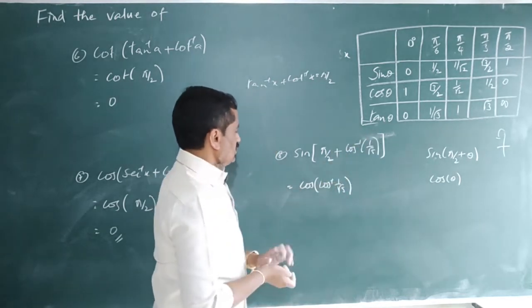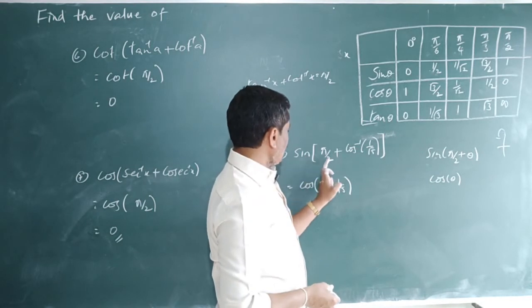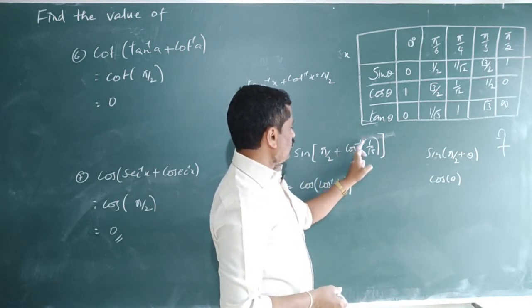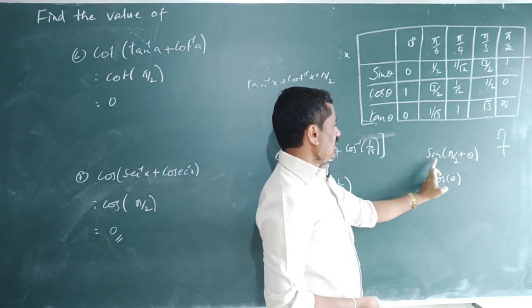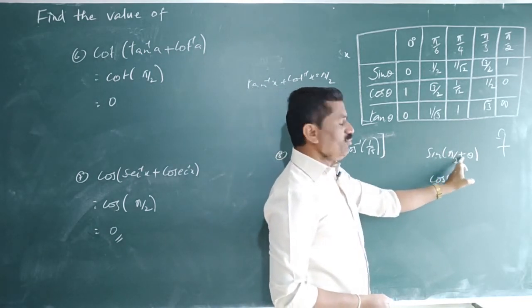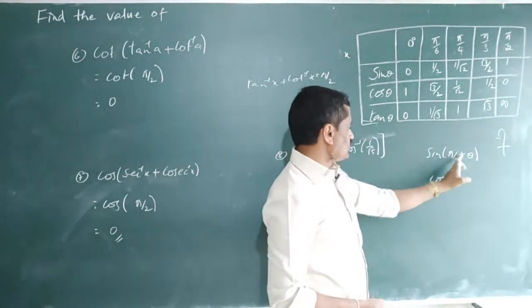Again, now this is sine of pi by 2 plus cos inverse of 1 divided by root 5. It is in the form of sine of pi by 2 plus theta. So now this can be written as cos theta.